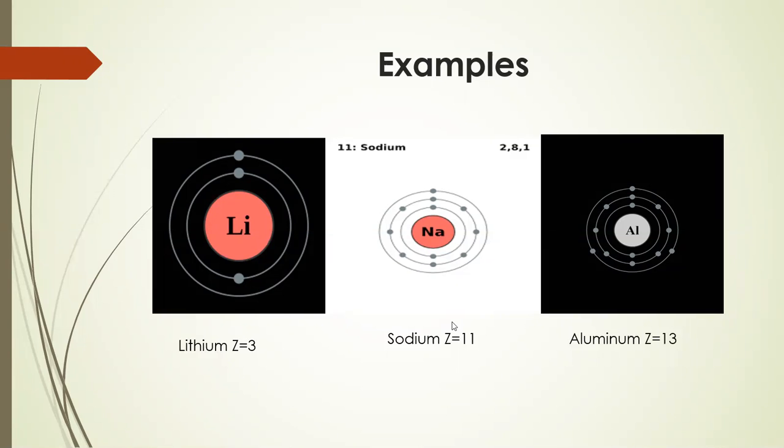It is 11 here, and it is arranged in the 2, 8, 1 configuration. The first shell contains 2 electrons, the second contains 8 electrons, and the last one contains 1 electron. The same goes with aluminium. When you go through it, you will learn about the atomic structure and the electronic configuration easily.